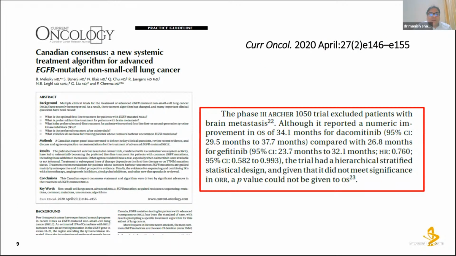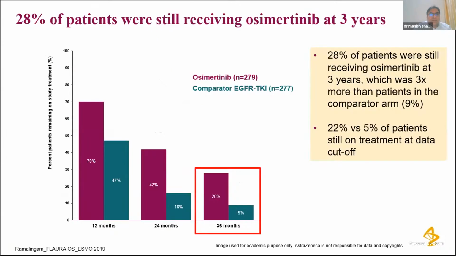It also excluded the patients with brain metastasis, although it reported a numerical improvement of overall survival of 34.1 months for dacomitinib compared with 26.8 months for gefitinib. The trial had a hierarchical stratified design, as we discussed, and hence a p-value cannot be assigned to the overall survival.